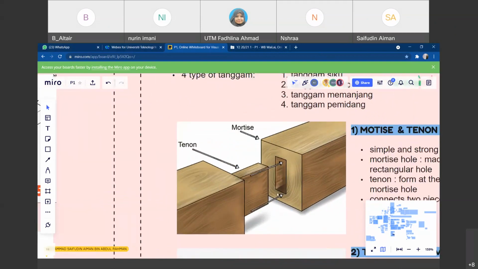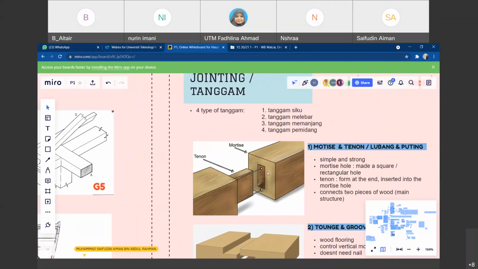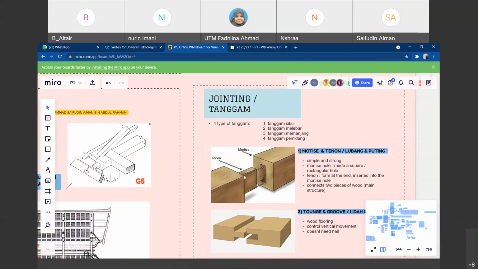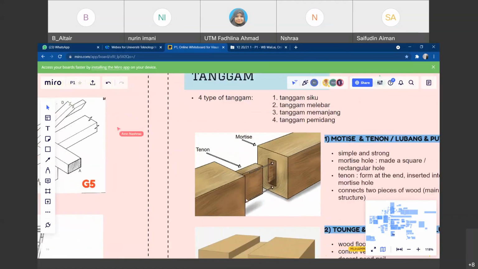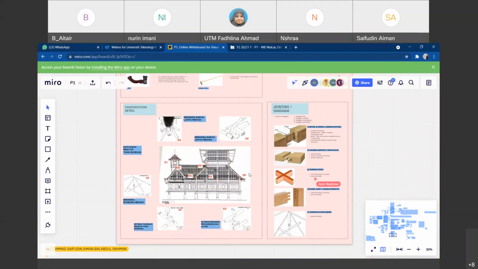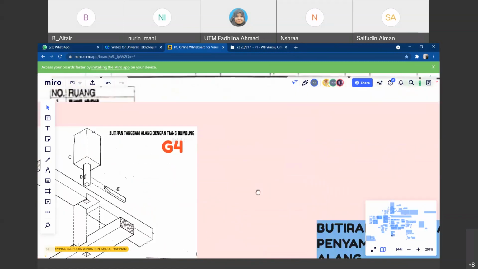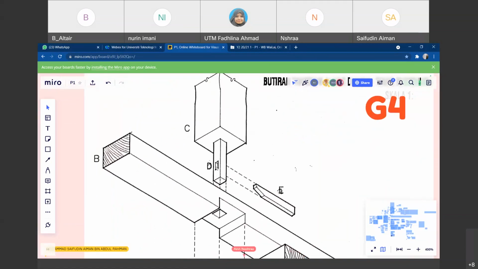The mortise is a hollow part, a rectangular part, or they can use any shape, like maybe a square, any type of shape. So the tenon is the puting, and the shape needs to be made so that the tenon can fit in the mortise. So for example, this one is the tenon, this one is the mortise.